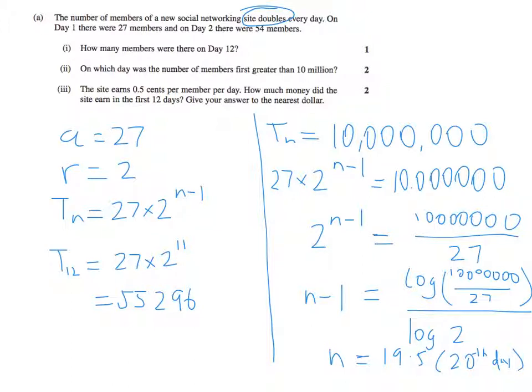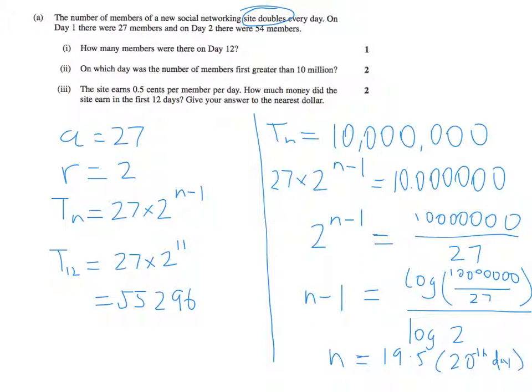Okay, so in that situation, it wouldn't matter if it was 19.1 days. We've still got to round up, because if we just think logically about it, we'd stop and say, well, on the 19th day, there will not be 10 million, but somewhere between the 19th and the 20th day, or somewhere on the 20th day, they will hit those 10 million followers.